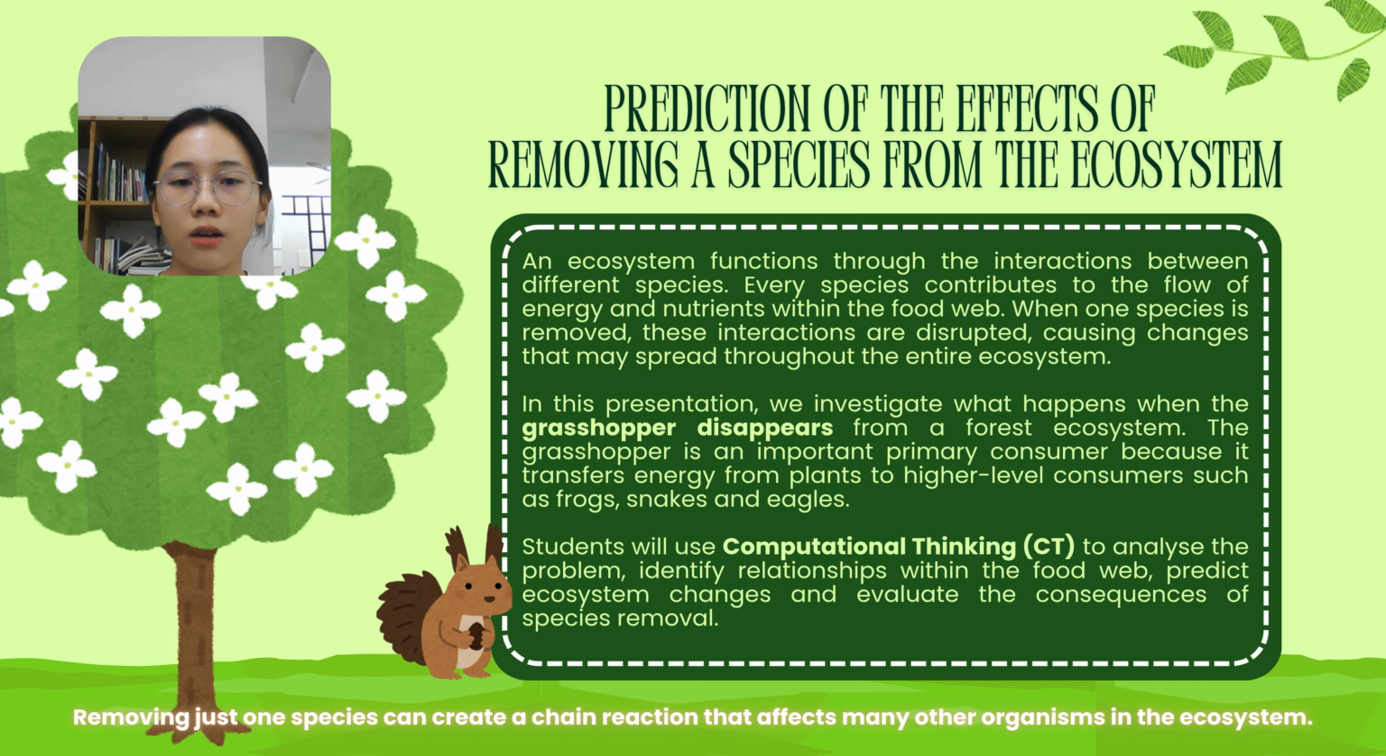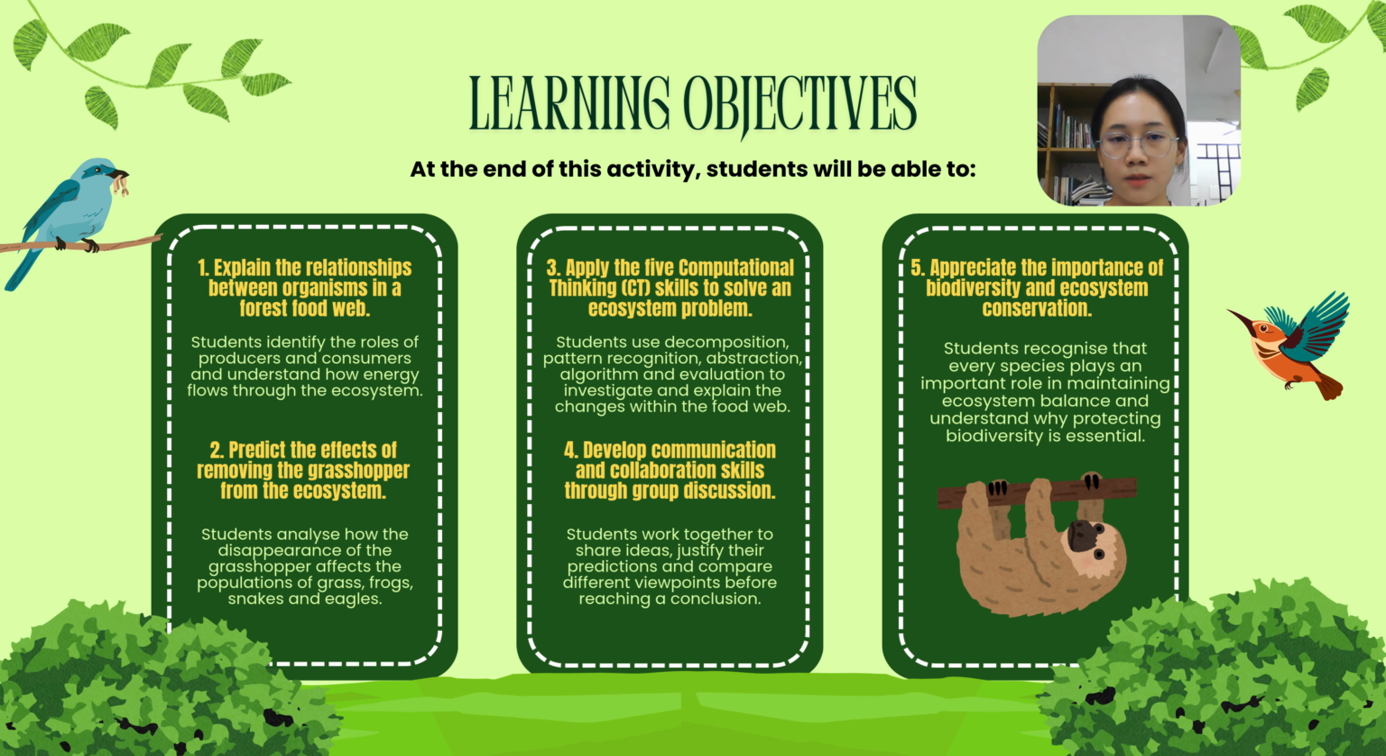maintaining the ecological balance. So, the learning objectives of these activities are not limited to science knowledge. Firstly, the students learn to identify the relationships between the different organisms in a food web. Secondly, they learn to predict the consequences of removing one species from an ecosystem.